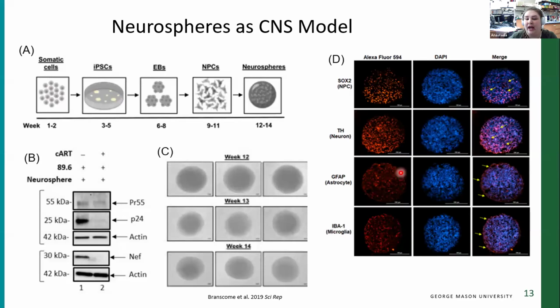Not only did we want to make sure that these neurospheres had the cells associated with HIV infection, our microglia and our astrocytes, but we also wanted to make sure that they could, in fact, be infected with HIV. So our neurospheres were infected with our dual tropic 89.6 virus for a week, and then treated with CBD. For our untreated ones, we can see viral PR55, P24, and NEF. And once you add that CBD treatment, you can see a reduction in viral PR55, P24, and NEF.